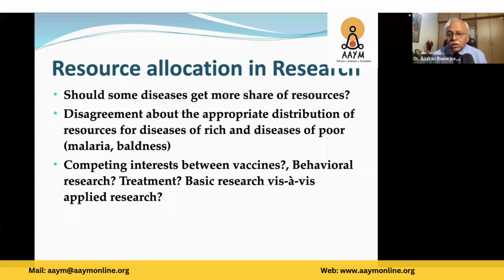Then research allocation also: sometimes the disease of affluence may get more funding than the disease of poverty, like there are more research grants as of today for treating baldness rather than for research on malaria. So there is more research. Competing interests between vaccines, behavioral research, treatment, basic research, vis-a-vis applied research. So these are some of the other issues which come up at the policy making or allocation of budget.